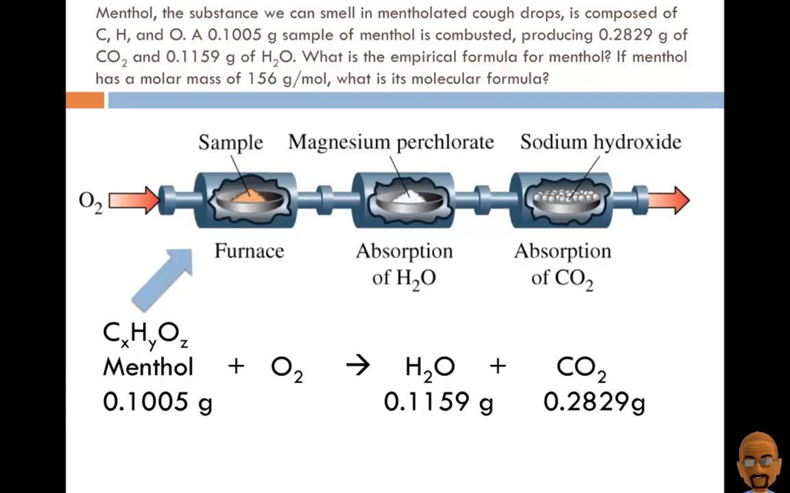Now, to begin, I know the formula is going to look something like CxHyOz. And the reason I know that is because they're telling us that it contains carbon, hydrogen, and oxygen. So what I simply need to do is to figure out what those subscripts are, what x, y, and z are. And if I can do that, I can figure out exactly what the empirical formula is.